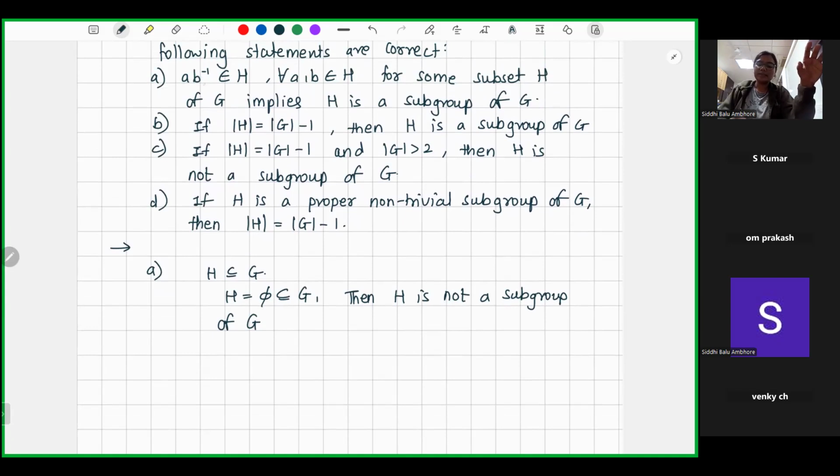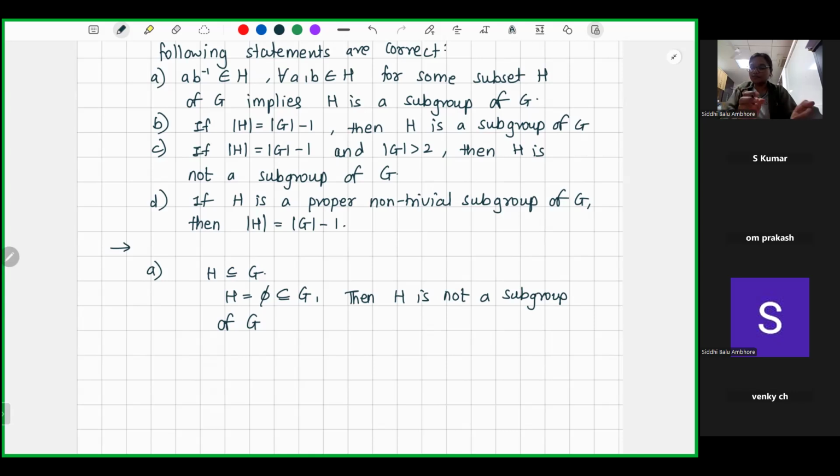And this empty set is a subset of G which satisfies these conditions. So when I say AB inverse belongs to H for all A, B in H, I need to have a subset H which contains elements A and B, and it should satisfy this condition that if A and B in H, then AB inverse must be in H. But if I take H to be empty set, then there are no A and B's in H, and there is nothing to check whether for given A, B in H, AB inverse is in H or not. So this statement becomes vacuously true.